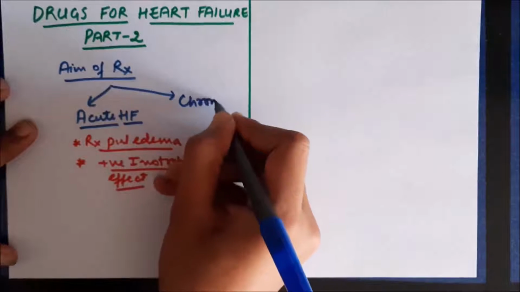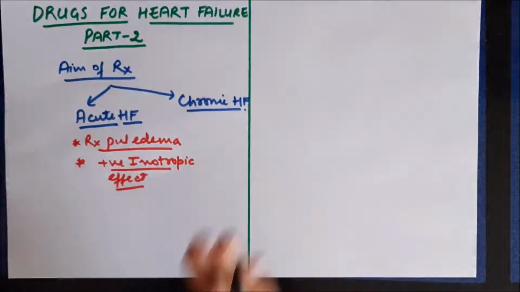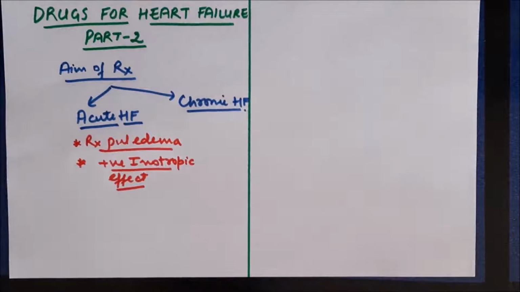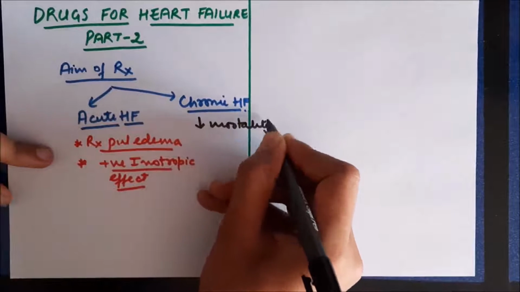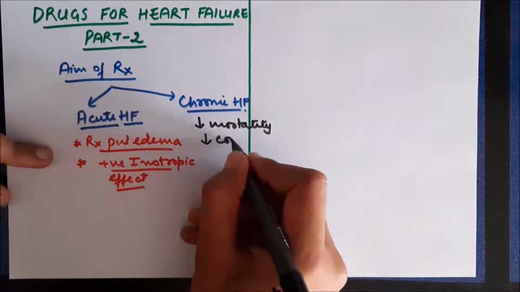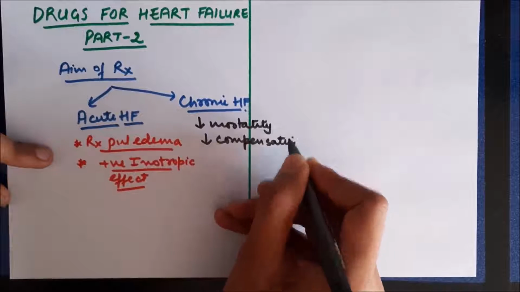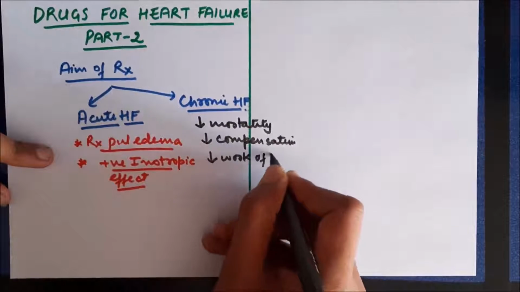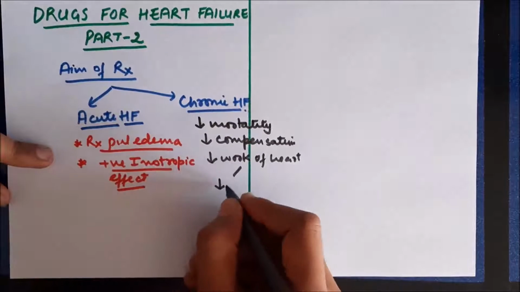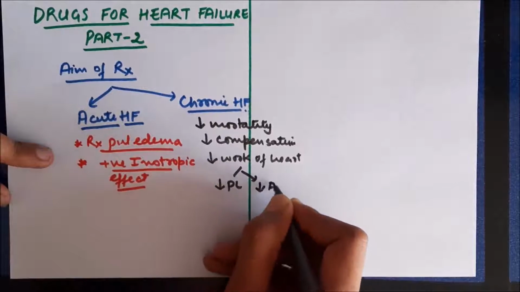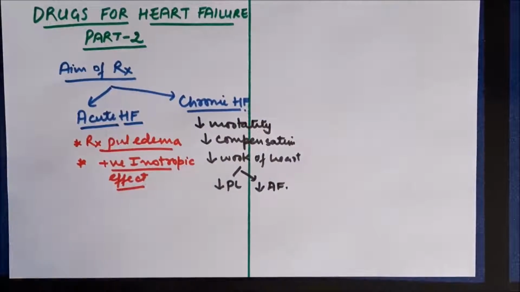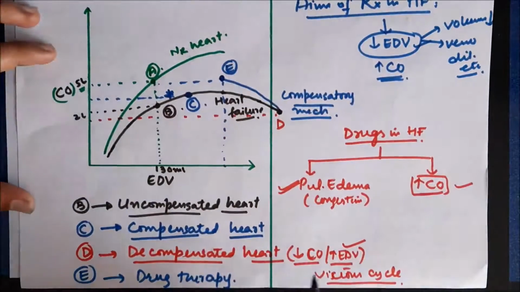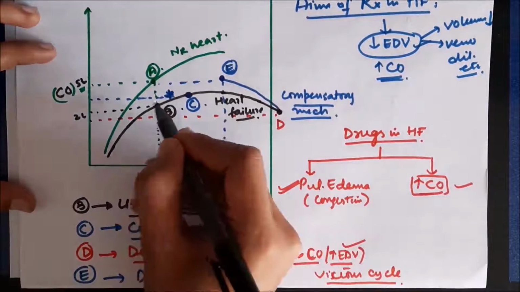Now in chronic congestive heart failure, the aim of treatment is to prevent mortality, because by compensatory mechanisms the heart is able to contract. So the aim of treatment in this case is to decrease mortality, which can be achieved by decreasing the compensatory mechanisms which are responsible for mortality. It can also be achieved by decreasing the workload of the heart, that's by decreasing the preload and by decreasing the afterload. So these are various ways by which we can achieve a decrease in mortality in chronic CHF.